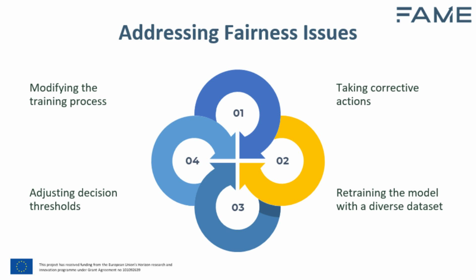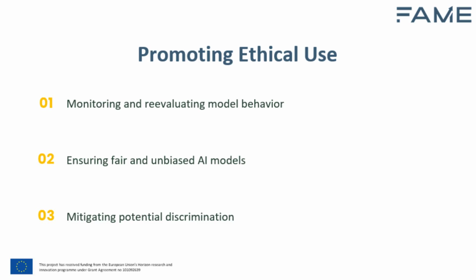The understanding and evaluation of fairness and bias in AI models using explainability metrics can ensure that the models are fair and unbiased. Through careful evaluation and necessary adjustments, we can mitigate potential discrimination and promote the ethical use of AI systems. In conclusion, it's important to remember that evaluating fairness and bias is an ongoing process. Continuously monitoring and re-evaluating the model's behavior is essential to identify any emerging fairness issues over time and make necessary improvements.